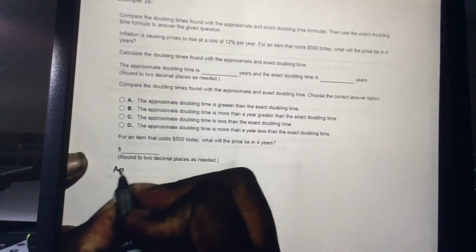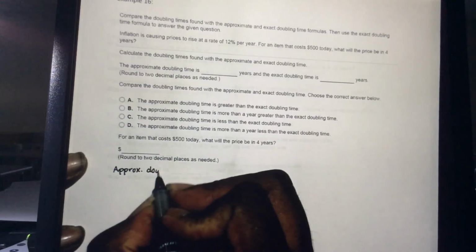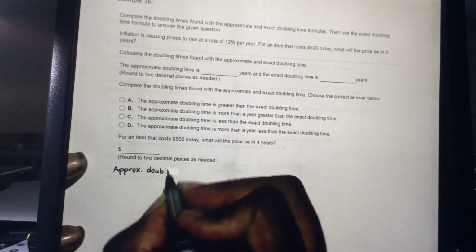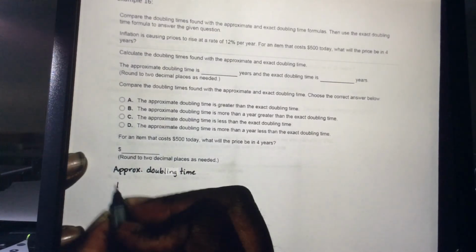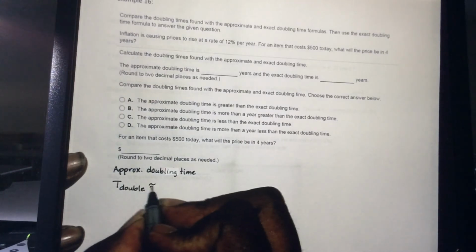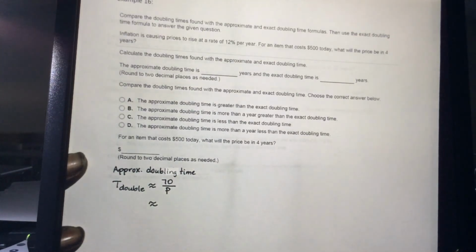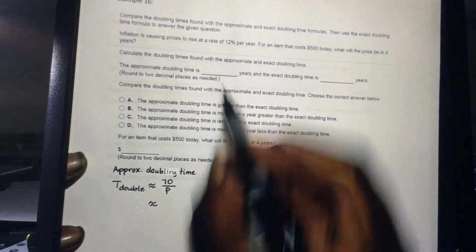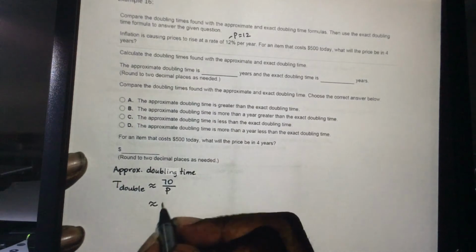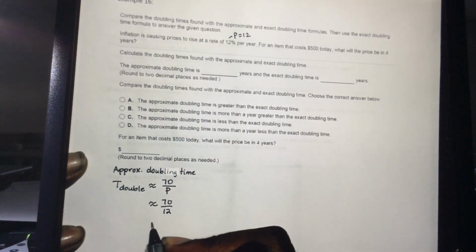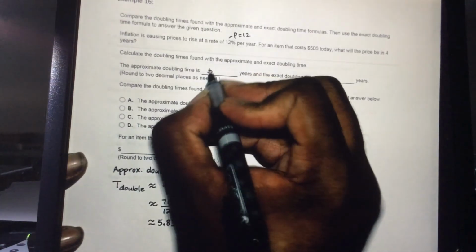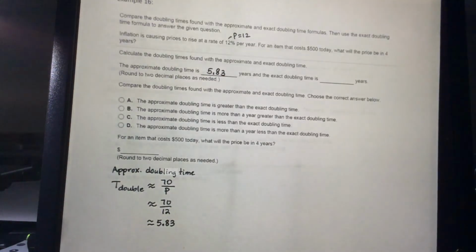For the approximate doubling time, your T sub double was approximately 70 divided by P. And in this case here, your P was 12% up here. That's what P is. So when we do 70 divided by 12, and this is going to be to 2 decimal places, 5.83. Okay.